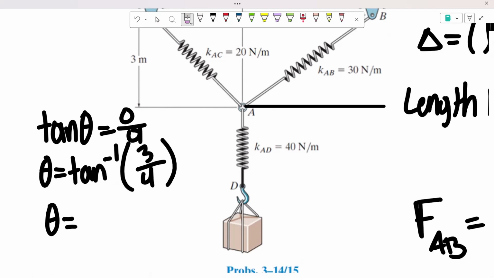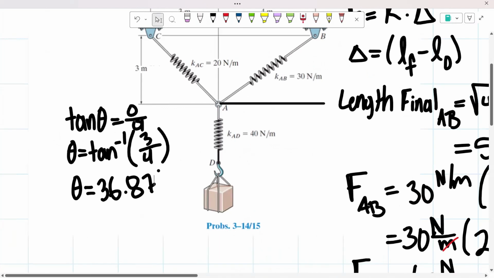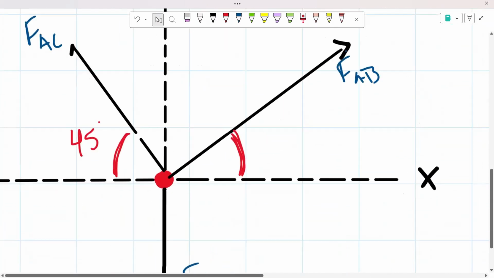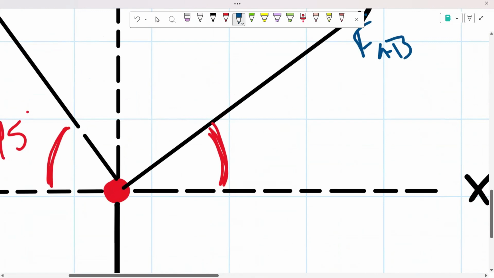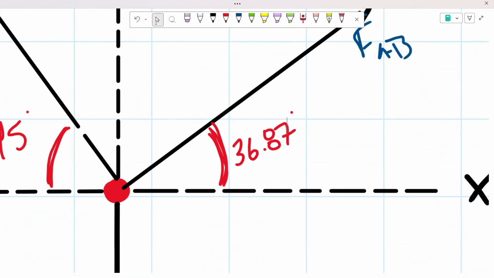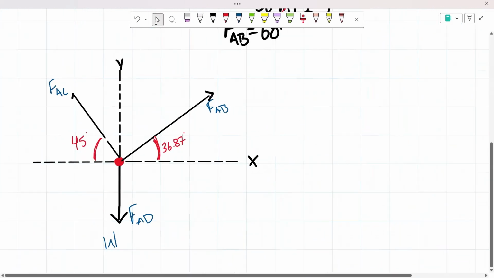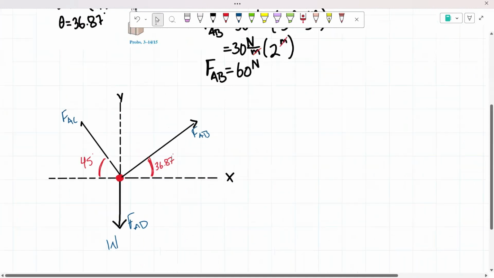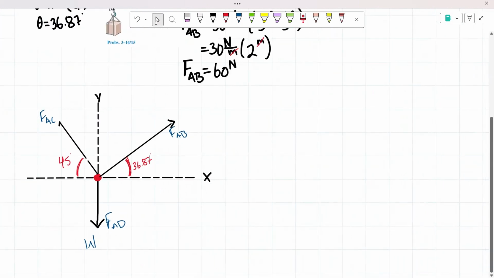We get that angle is equal to 36.87 degrees. And just like that, we were able to find the angles of those two triangles, 45 degrees and 36.87 degrees. So now that we were able to find those two missing angles that we're going to need, we're going to proceed by finding the forces of spring AC and AD.